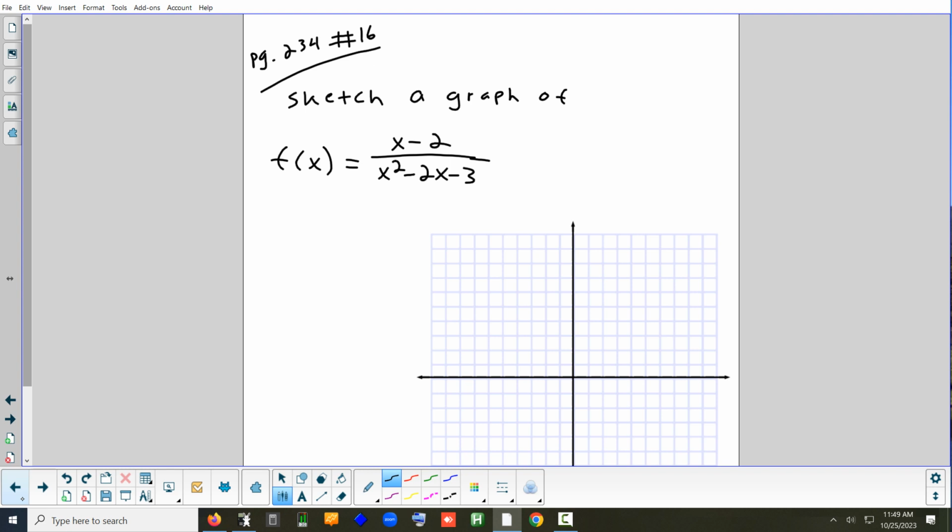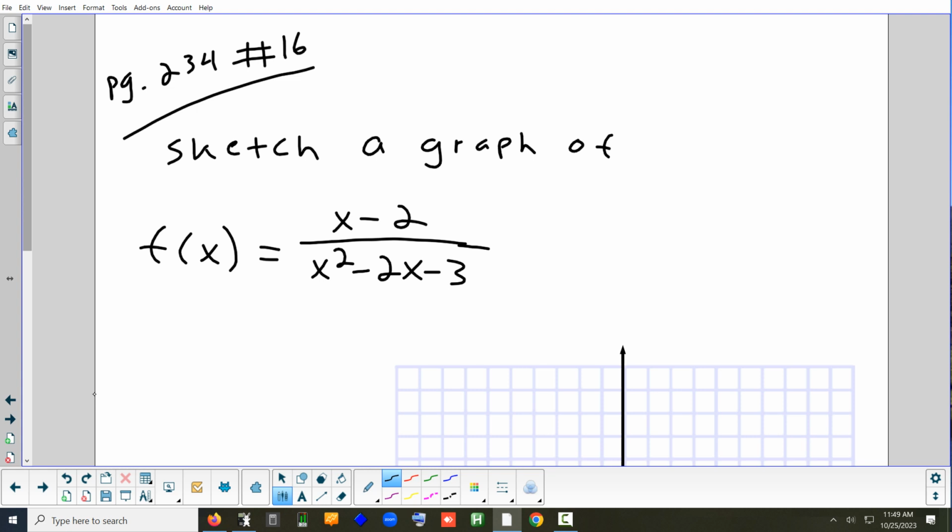All right. So last one, back to the first type where the degree in the top is smaller than the bottom. When you have that, it means you're always going to have a horizontal asymptote where?